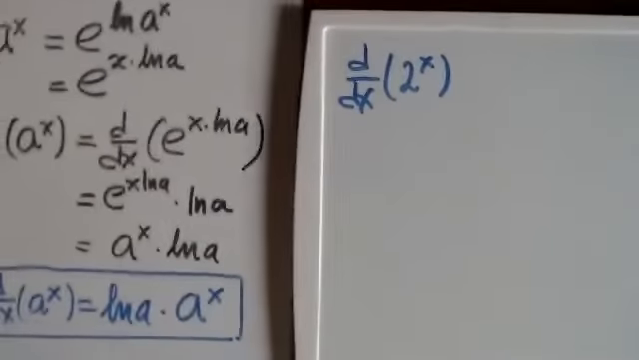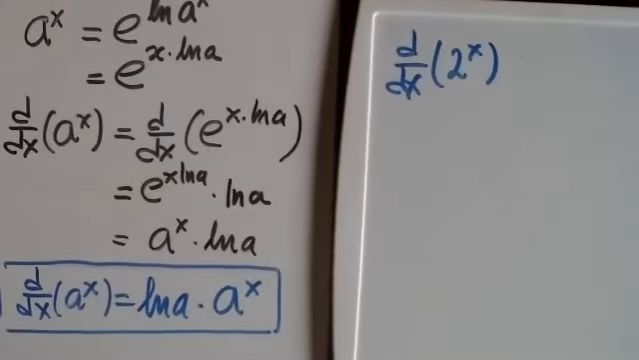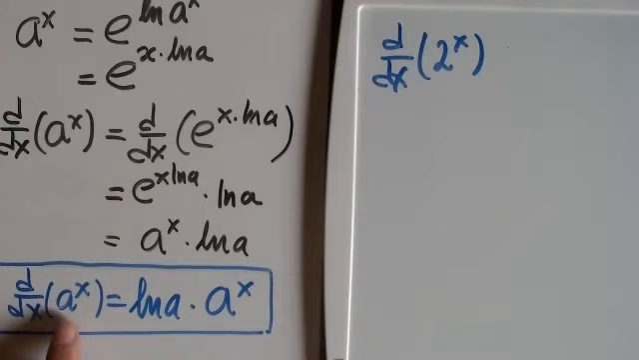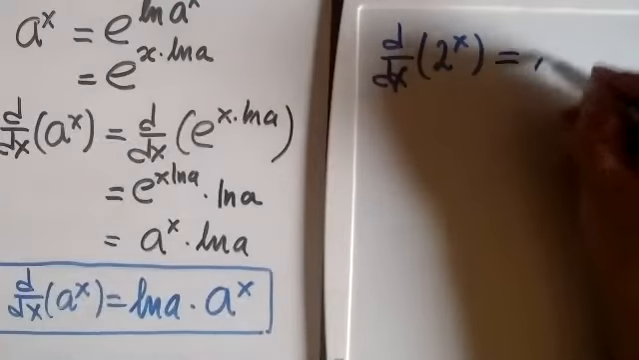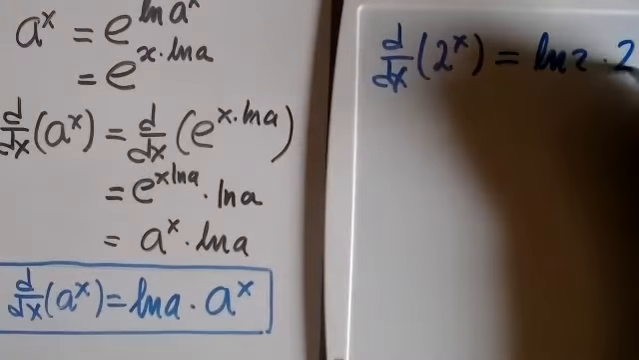What I have to do is remember the formula I have to use, this one. So this is okay. The a is 2. This is the derivative of 2 to the x. So I have to put the ln of 2 times 2 to the x. So this is ln of 2 times 2 to the x.